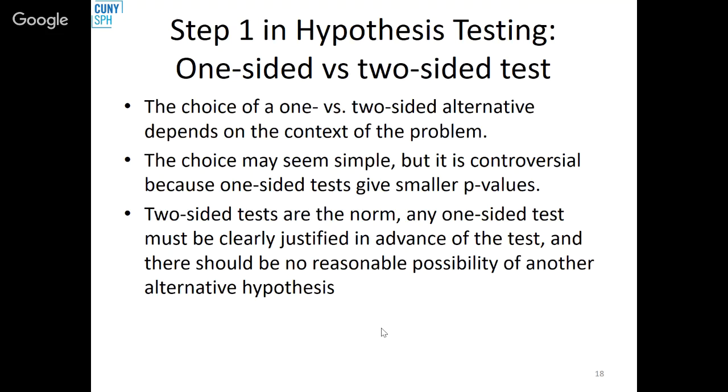So you make it easier under random sampling to reject your null hypothesis and to, in that example, conclude that the treatment is effective. And so for that reason, it's controversial because it can be unconservative. It can lead you to make type 1 errors more frequently. And as a result of that, two-sided tests are really the norm. And any one-sided test not only must be clearly justified in advance of the test, but there should be no reasonable possibility of another alternative hypothesis.